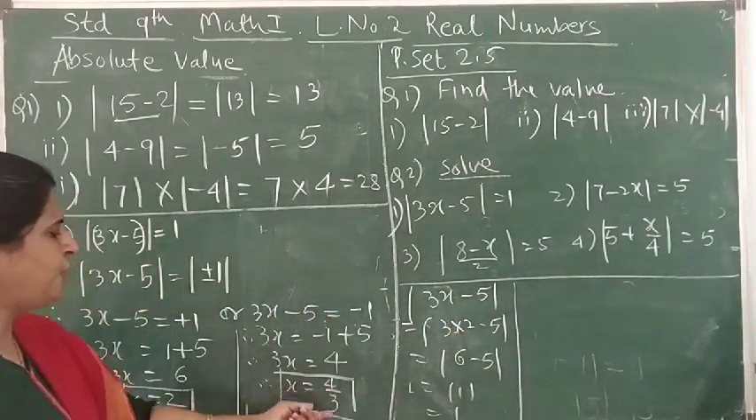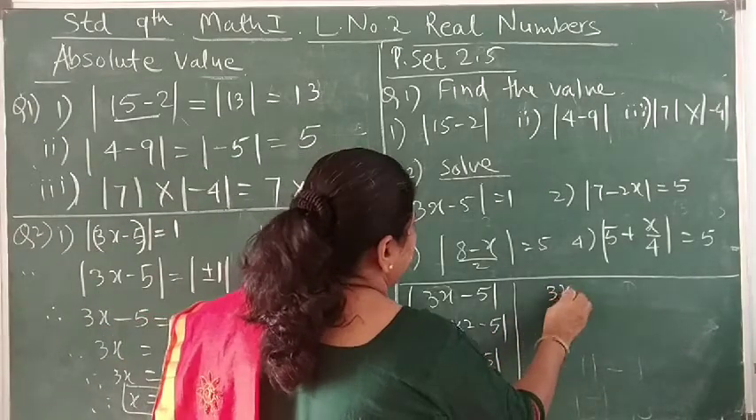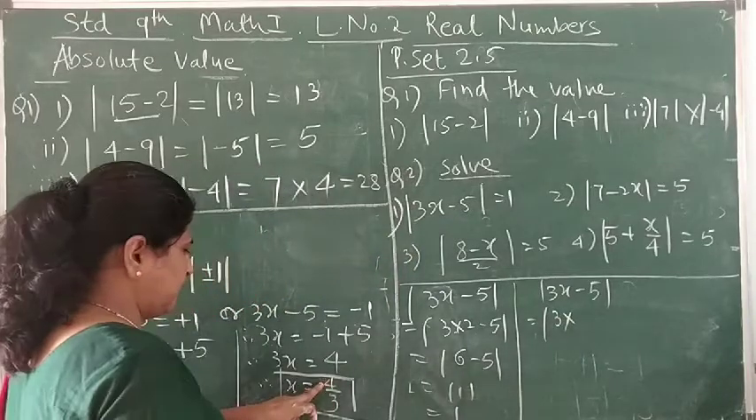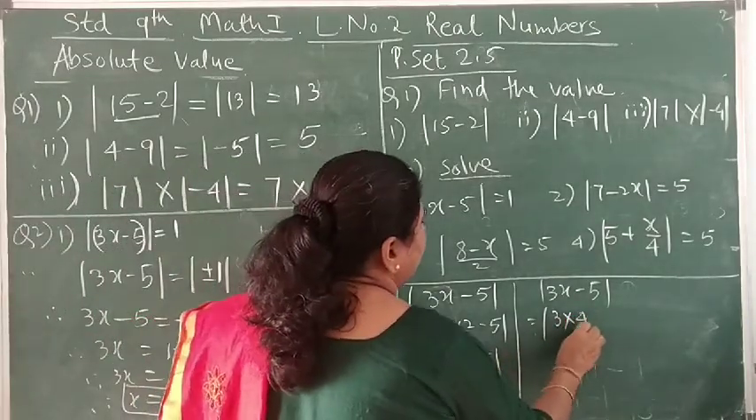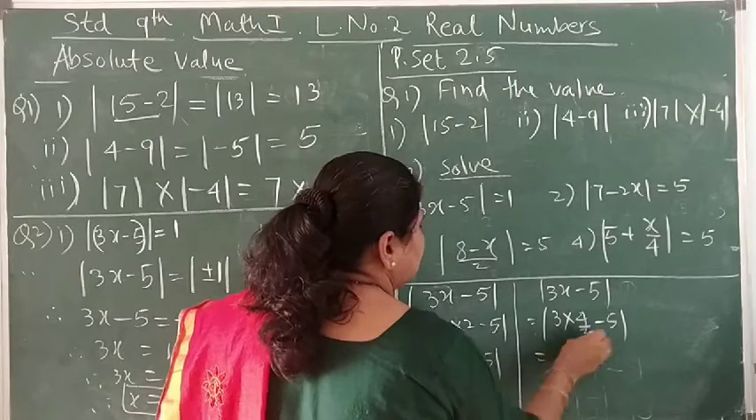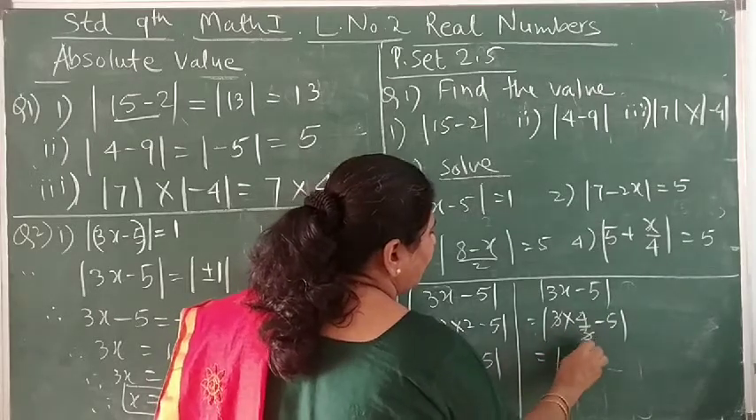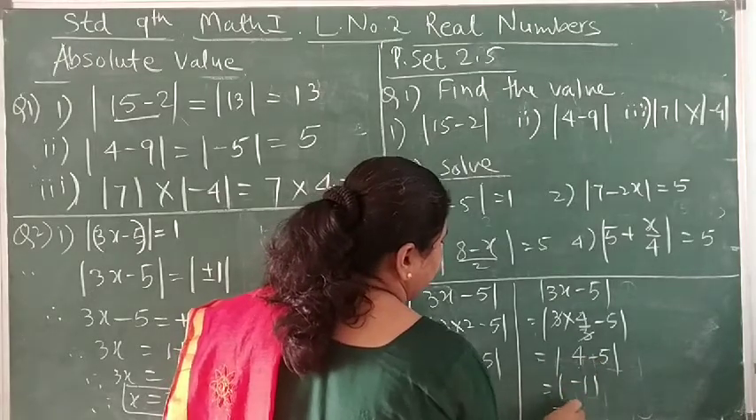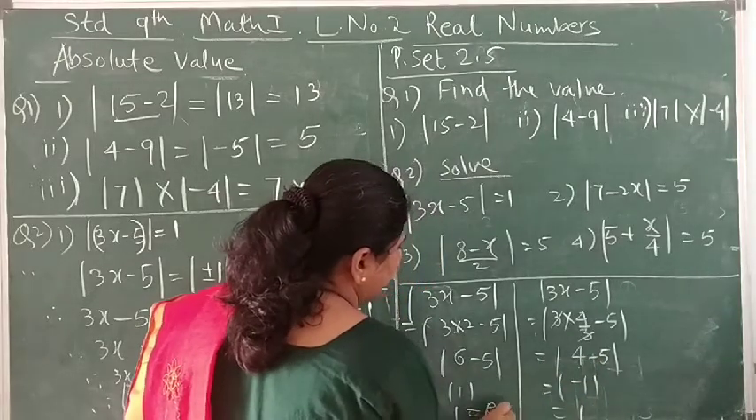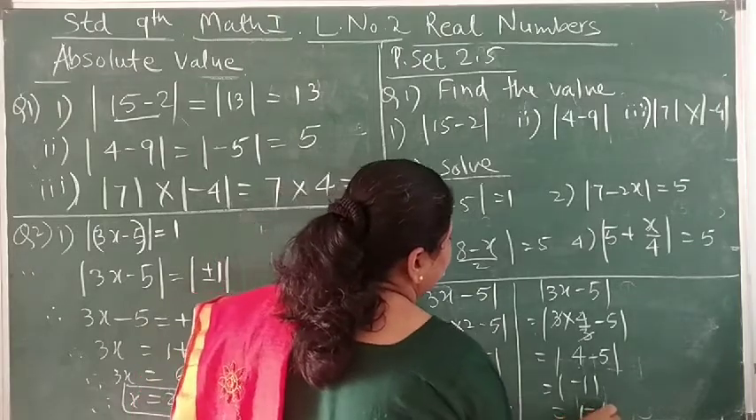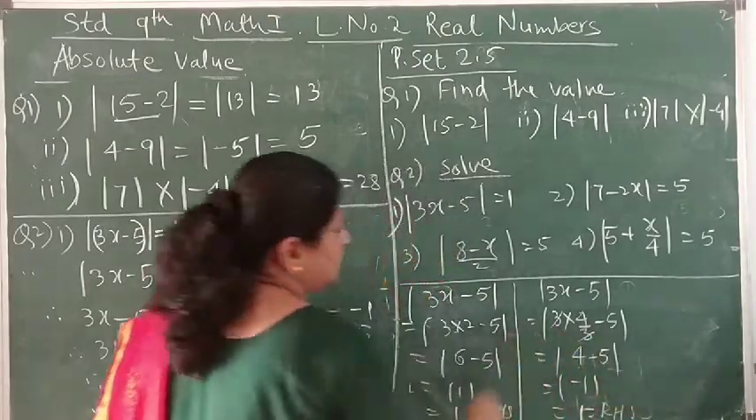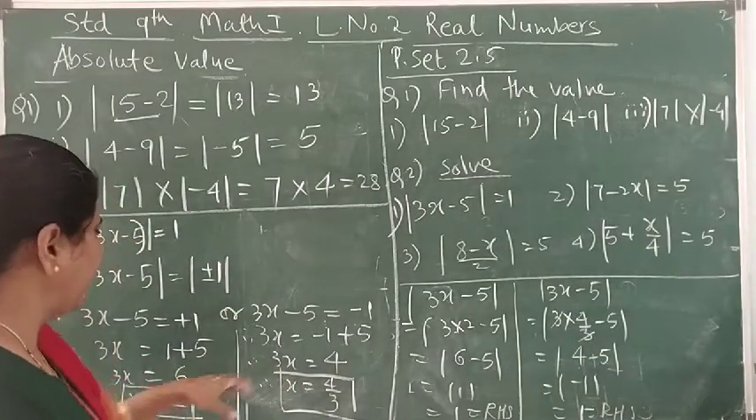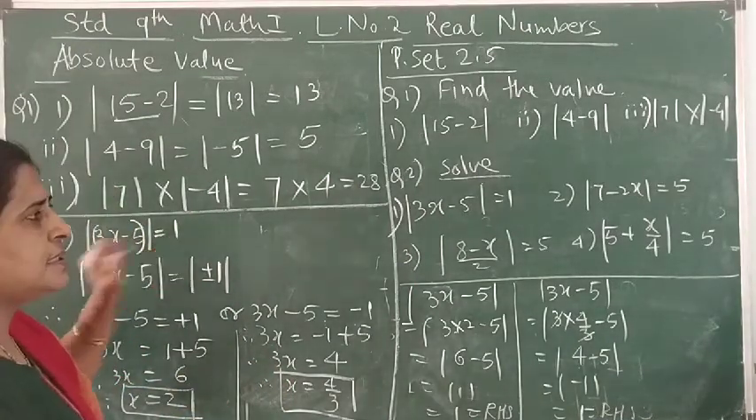And substituting the value 4 upon 3 here, what is the absolute value of 3x minus 5? So 3 into 4 upon 3 minus 5. The 3 gets cancelled over here, leaving 4 minus 5. The absolute value of 4 minus 5, that is minus 1, is also 1, which equals the RHS. So starting with the LHS, we have come to the RHS. It means both these values are satisfied. If we put any one of the values here, you will get this answer.